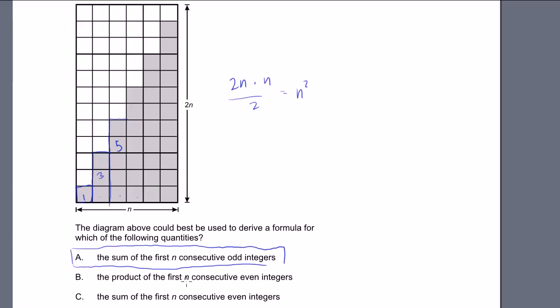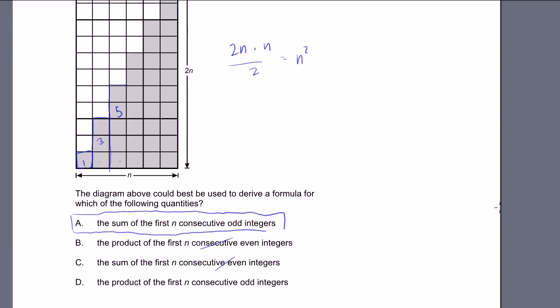The product of the first n consecutive even integers, I don't see where you get even integers. It's 1 and a 3 and a 5. So anything with even doesn't make sense. And then choice D tells us the product of the first n consecutive odd integers. Well, I don't see how this is helping you visualize what happens when you multiply 1 times 3 times 5 times 7 and so forth.